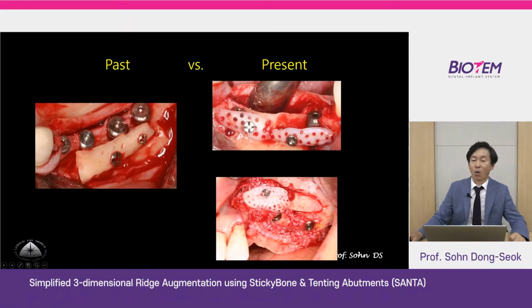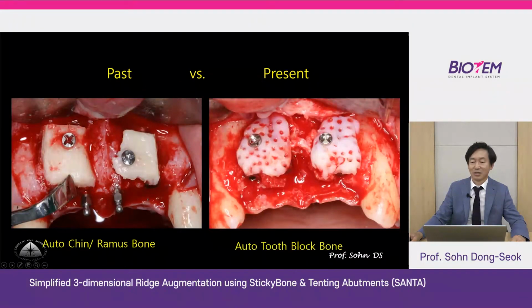This is my old augmentation using autogenous block bone. I don't use this technique anymore. So if I want to use a block bone, I prefer to use a tooth block to hold grafting materials. This is my old technique. This is my new present technique using tooth block.